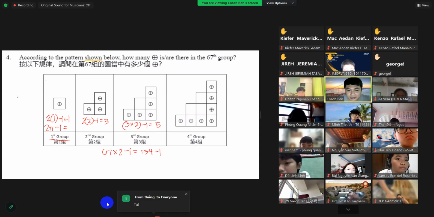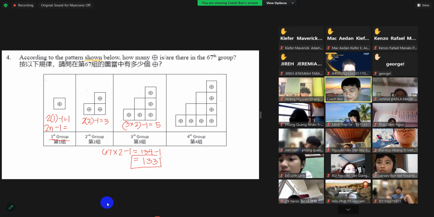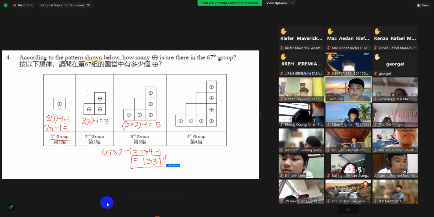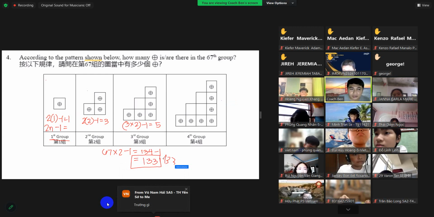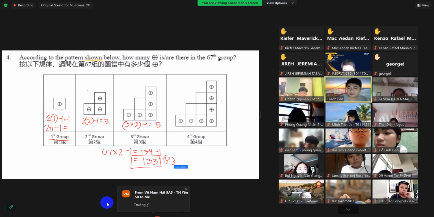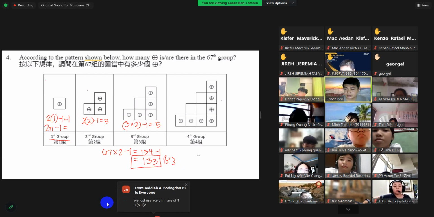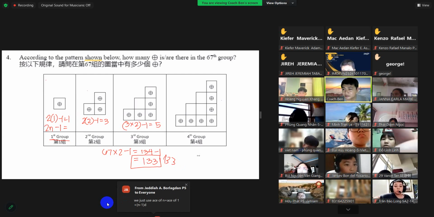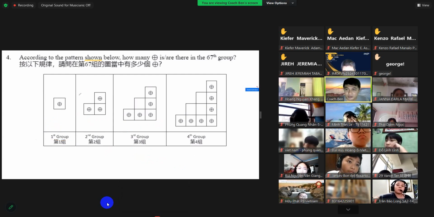So the correct answer then, 67 times 2 minus 1, 134 minus 1, that is 133. And that is going to be our final answer for number 4. Are there any questions for number 4? Okay. So again, thank you for the answer, Jairen. For everyone that also answered 133, very good.